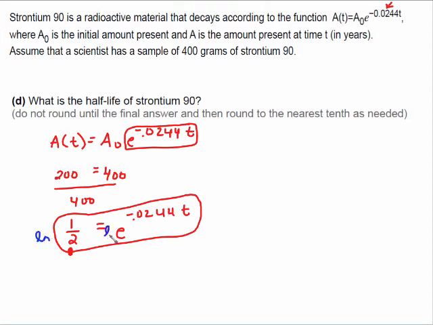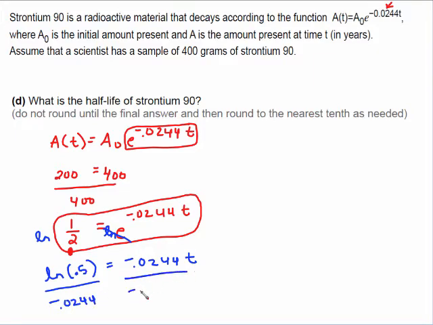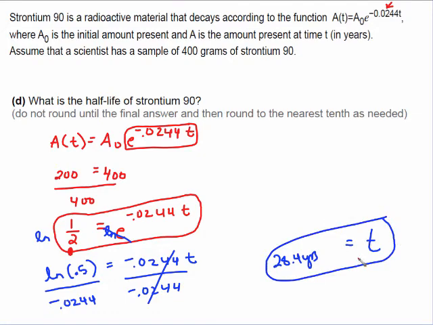So ln of both sides, this is going away. I'm just leaving this as ln. I'm just going to put 0.5 rather than a half because it just saves me some room, equals negative 0.0244 t. Let's solve that by dividing by negative 0.0244 on both sides. That cancels out, and we just get t. Do this arithmetic, and be sure you keep the natural log of 0.5 in parentheses, divide that out, and it is 28.4 years. So the half-life of strontium-90 is 28.4 years.